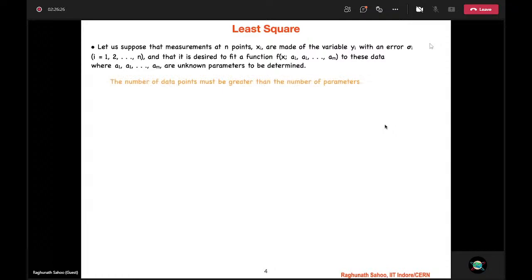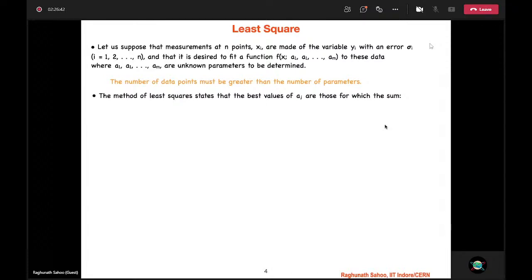So the number of data points must be greater than the number of parameters. We know this, right? The number of data points I am going to fit should always be greater than the number of parameters in the theory. Otherwise it will be a problem, and you cannot solve the problem.